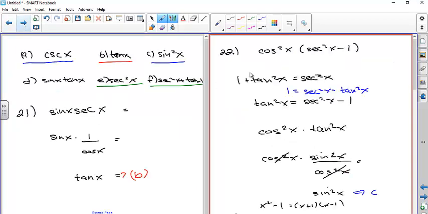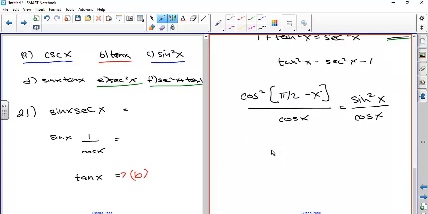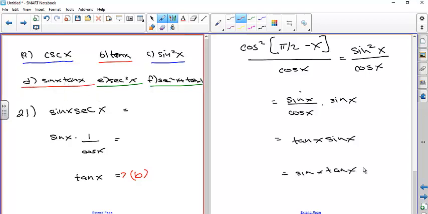And then finally, we can rewrite this as the sine of x divided by the cosine of x times 1 over the sine over the cosine. So the sine squared I can break apart into two sines, and the sine over the cosine is the tangent. So I get the tangent of x times the sine of x, or switch the order, the sine of x times the tangent of x, which is d. So this is d.